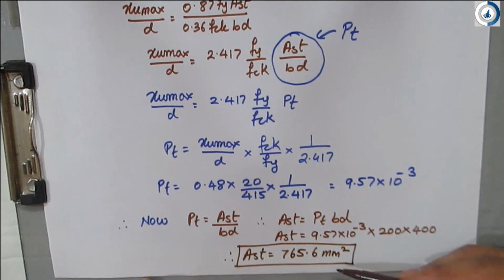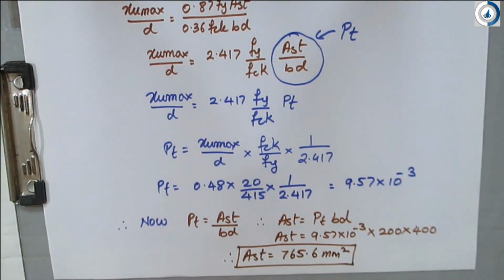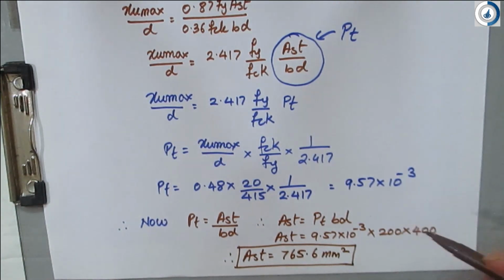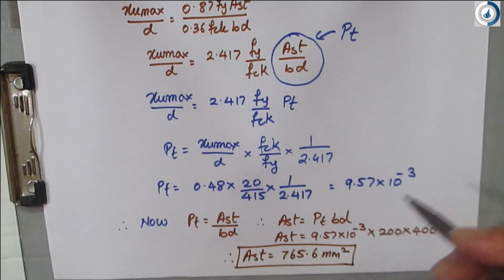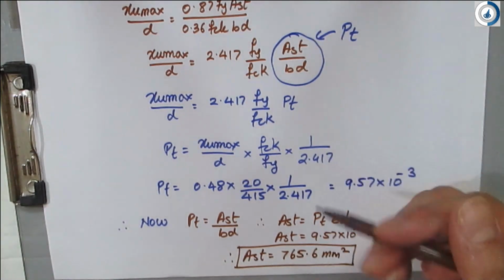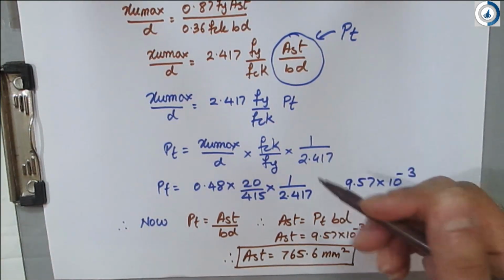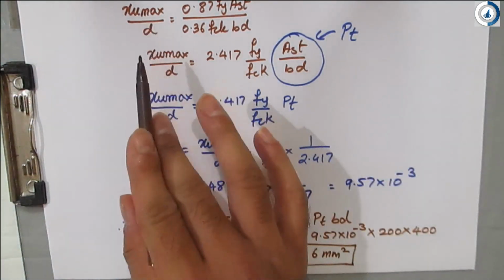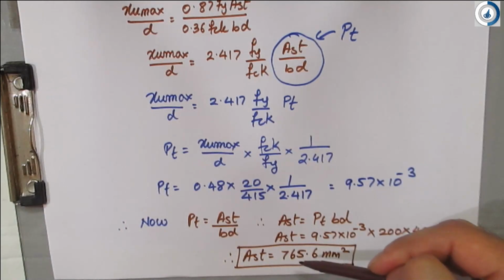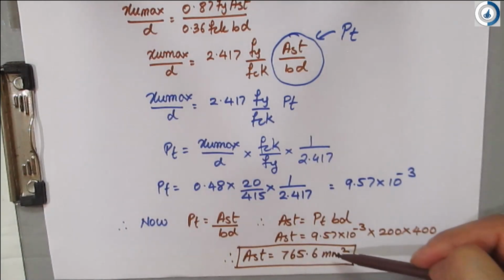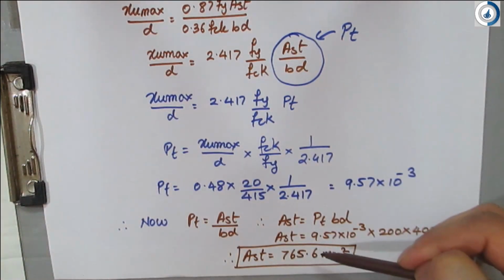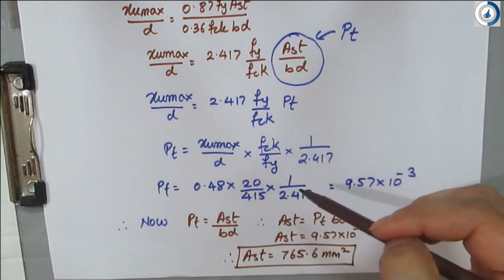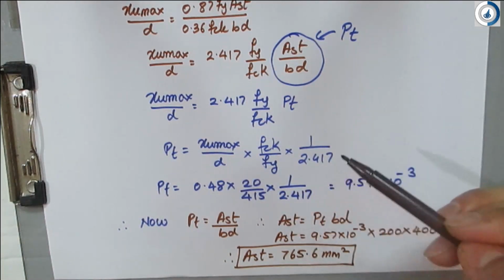I have told you AST will obviously be less than 804.25, which was initially given for 4 bars of 16 mm diameter. That AST was greater, that's why it was becoming over reinforced. Now we have redesigned the section with respect to XU max by D, and we have got the new AST as 765.6 mm square. So this is how you have to redesign the section if your section is over reinforced.